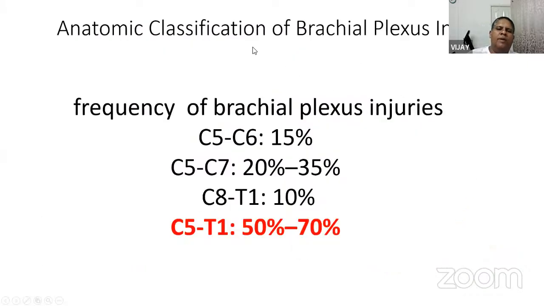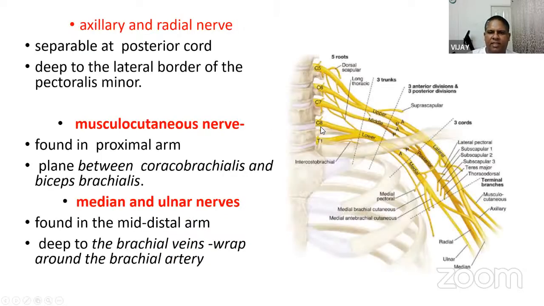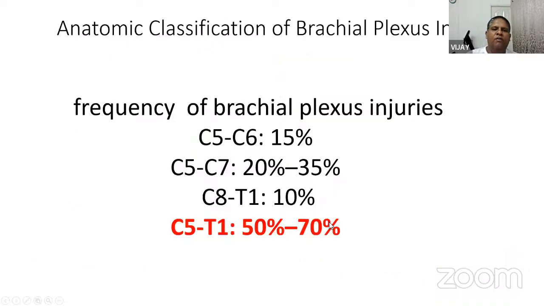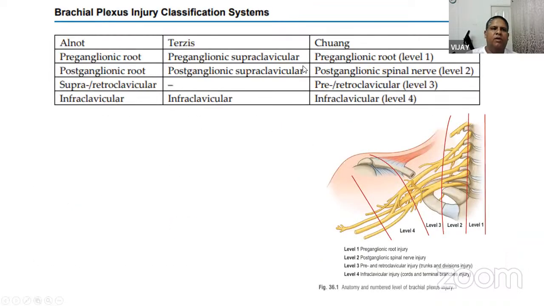So the most common pattern of plexus injury is the pan plexus injury, C5 to T1. It forms 50% to 70%. That is C5, C6, C7, C8, T1 all put together form the commonest injury. The brachial plexus injuries are classified by Allen, Narakas and Chuang, out of which Chuang's classification is the most commonly used and most important.